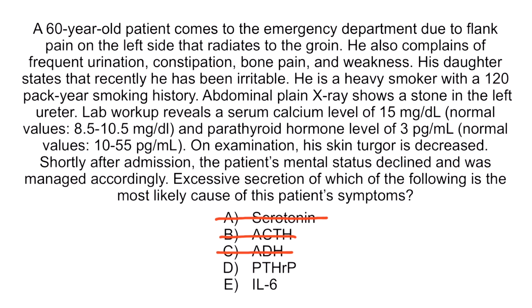Option C, ADH, is incorrect because although small cell lung cancer can release ADH in a paraneoplastic manner, causing syndrome of inappropriate antidiuretic hormone secretion, it presents with hyponatremia. Lastly, option E, IL-6, is incorrect. High levels of interleukin-6 can be seen in multiple myeloma and can cause lytic bone lesions and hypercalcemia. This patient has no signs and symptoms of multiple myeloma other than hypercalcemia. And that concludes our lecture on hypercalcemia.